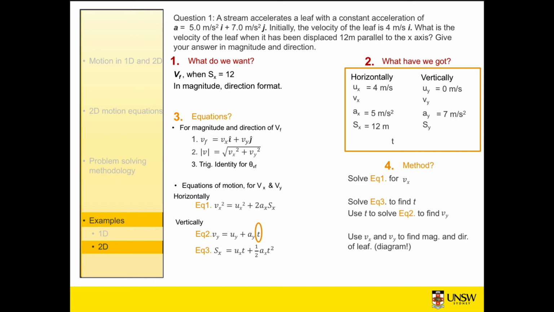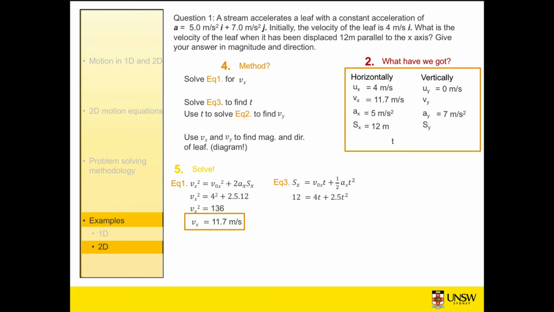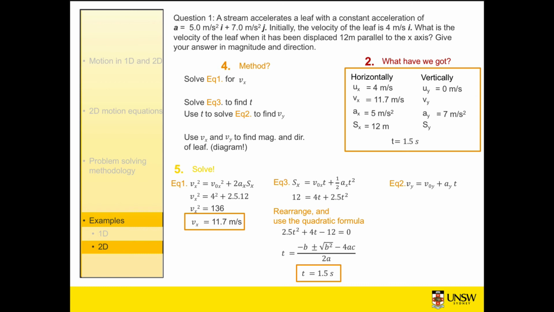Now I've set up my method, I can solve. Step 1 is to solve my equation for Vx, which I can do directly. Once I have my value for Vx, I put that into my variable box. Step 2 was to solve equation 3 for t. The equation that I've chosen requires that I use the quadratic formula. I find t is 1.5 seconds, and again I put that straight back up into my variable box. The final step with these equations was to solve for Vy. Now I have all the information I need, and I can find my Vy. Again, I pop it up in my variable box.